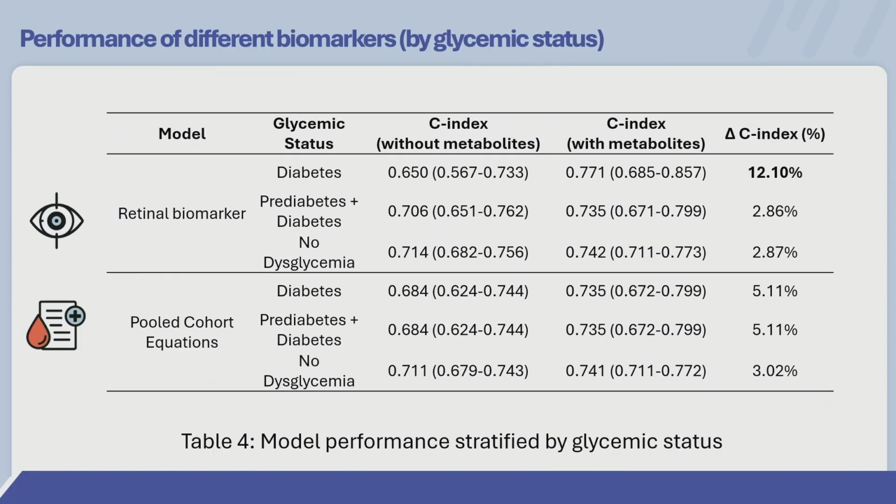So we did a subgroup analysis to look at people of different glycemic status. So this is people with diabetes, pre-diabetes, and no dysglycemia. The interesting thing here was, even though traditionally it is thought that the retina would have performed best for the diabetics, we saw something else. We saw that with the metabolites, we had a 12% increase in the performance for the retinal biomarker. But for the other conditions, the retina outperformed the pooled cohort equation.